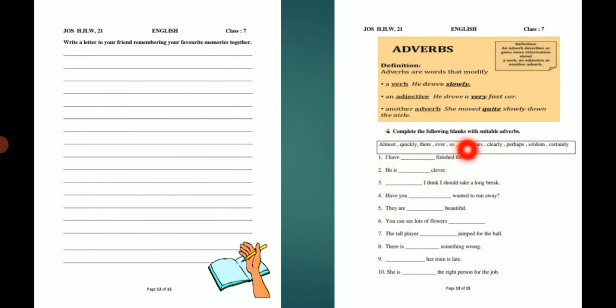Complete the following blanks with suitable adverbs. I have dash finished the task. I have almost finished the task. He is dash clever. He is so clever. Dash, I think I should take a long break. Perhaps I think I should take a long break. So students, 3 are done by me and the others will be done by your own self. Do it.